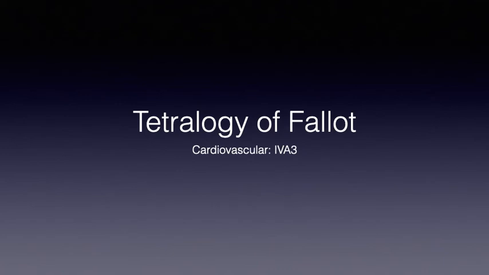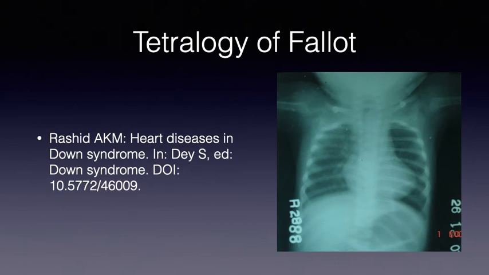This lecture will be on some hard topics, namely Tetralogy of Fallot. Tetralogy just means a set of four related abnormalities occurring together, and in this case the most important abnormality will be something called pulmonary infundibular stenosis. In Tetralogy of Fallot, pulmonary infundibular stenosis is key.